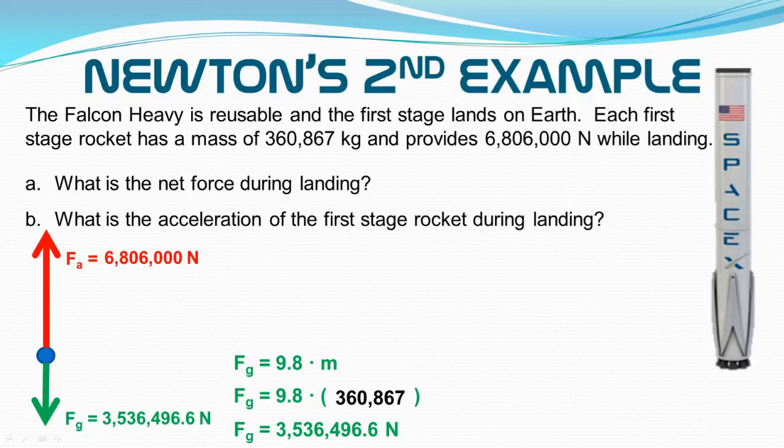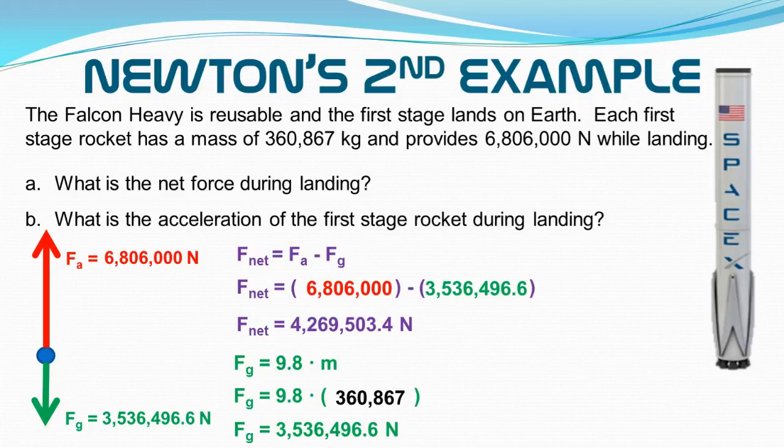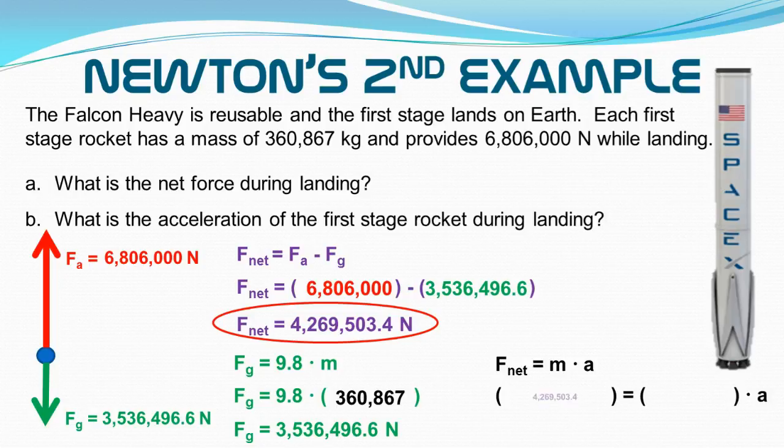In order to find how much bigger, I need to find the net force. So I'm going to subtract the two to get my net force. Using my net force and Newton's second law, I can calculate the acceleration. I know my net force, so I can plug that in. I know my mass, so I can plug that in. And I can solve for my acceleration.